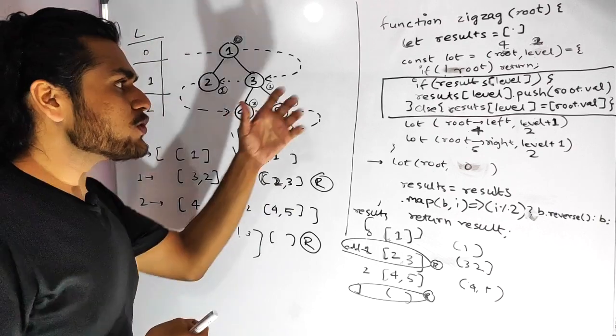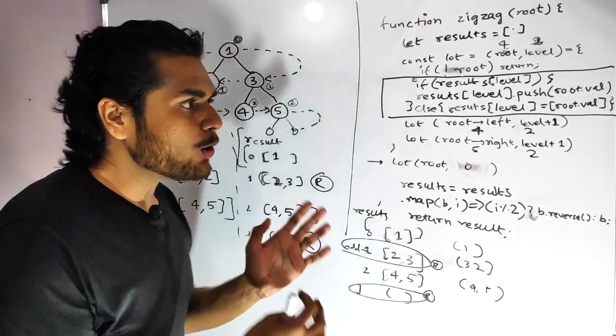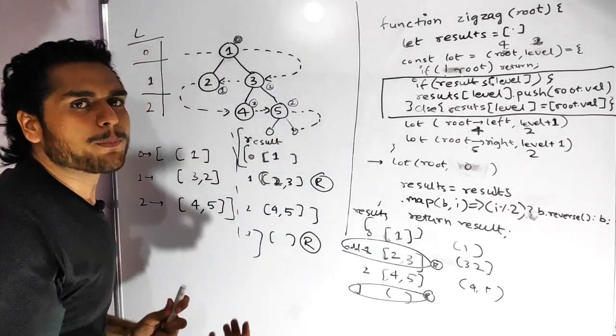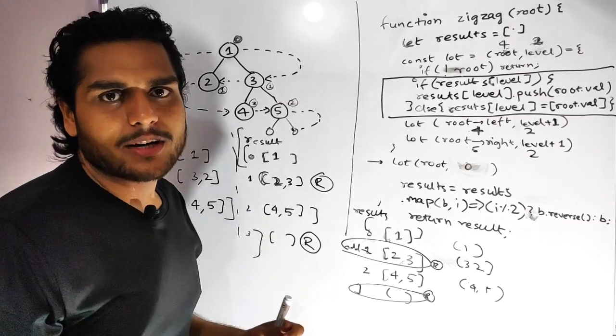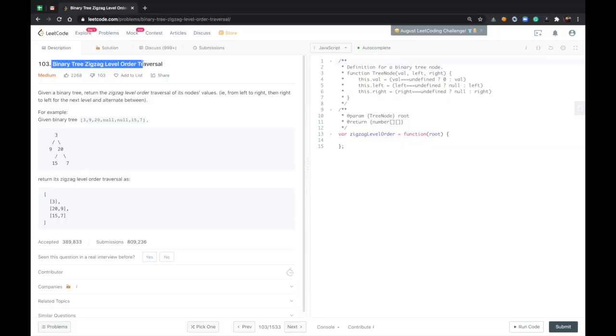It checks your recursion and how you manage things, and it's a good problem to solve. So let's see on Leetcode now. This is the binary zigzag level order traversal on leetcode.com, and this is a Leetcode medium problem.